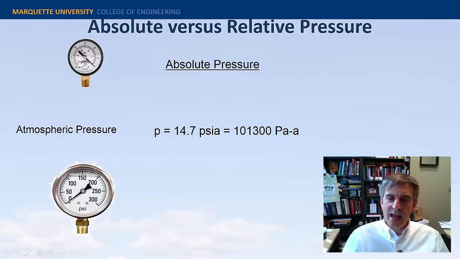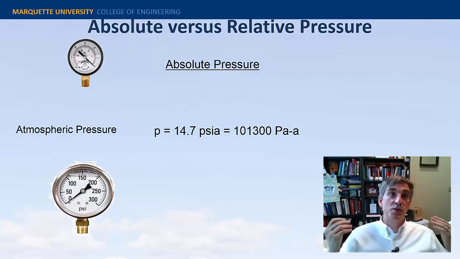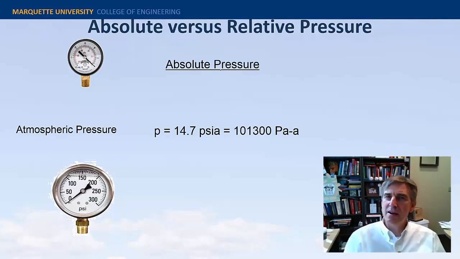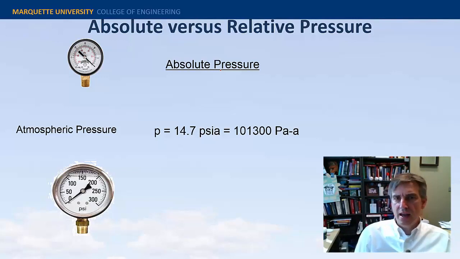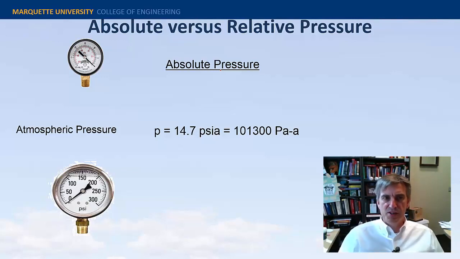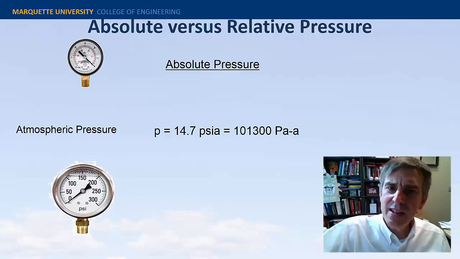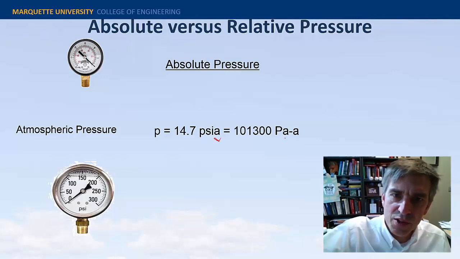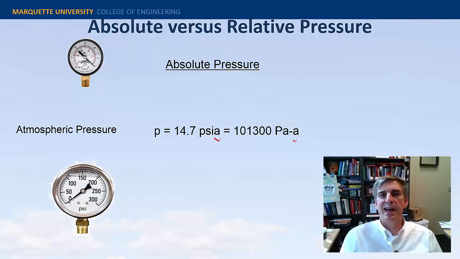So the absolute pressure, if I were to ask you what's the pressure in this room right now, it's about 14.7 psi or 101,300 pascals. And that's pretty much considered maybe standard atmospheric pressure. And I've indicated that we're in absolute units with this little subscript or with this A here.